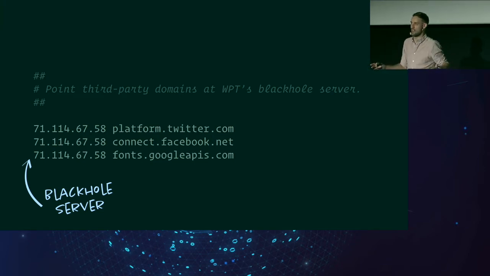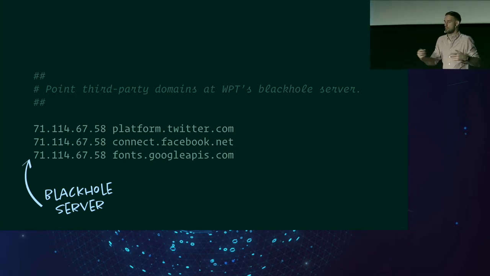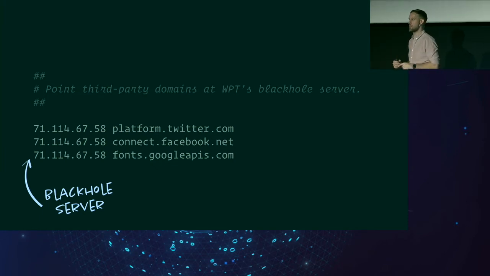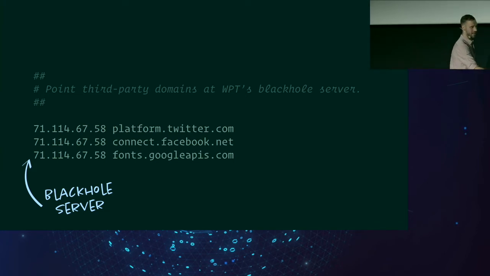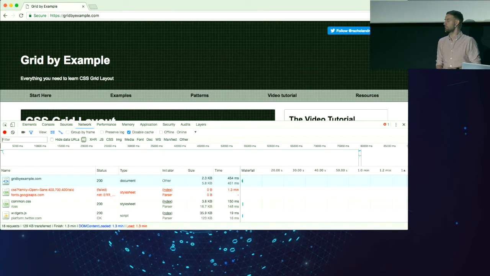blackhole.webpagetest.org. Don't visit that in your browser. Don't do it. Any traffic that passes through this origin just has an outage. It just disappears. It just gets kind of dropped on the floor. So in your local hosts file, you can map third-party domains against this IP address and simulate a third-party outage. That was exactly how I did the Google Fonts example.